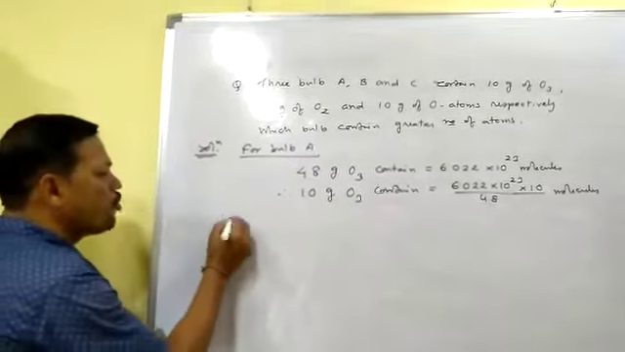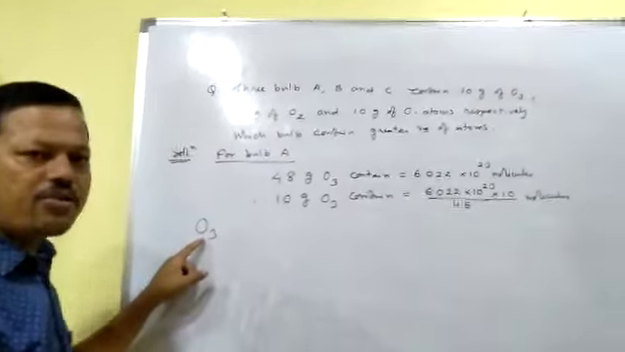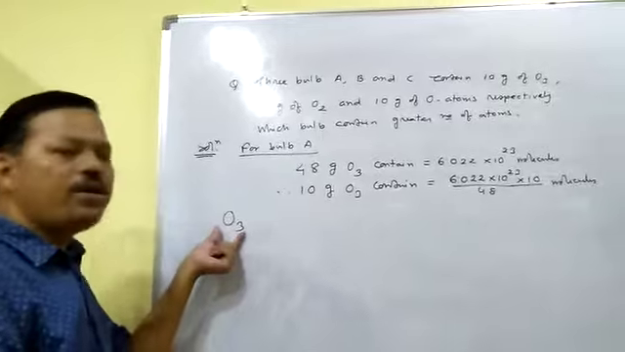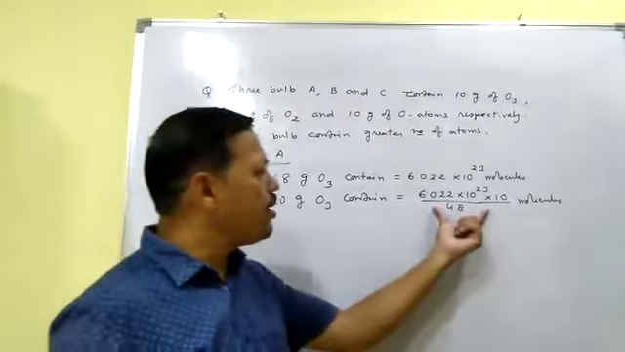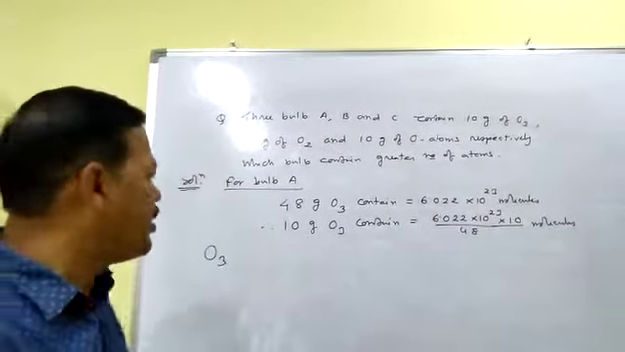You know the ozone formula is O3. How many oxygen atoms are present here? 3 oxygen atoms are present in O3. So one molecule contains 3 oxygen atoms. So you have this much molecules. So how many atoms do this many molecules contain? That you have to find out.